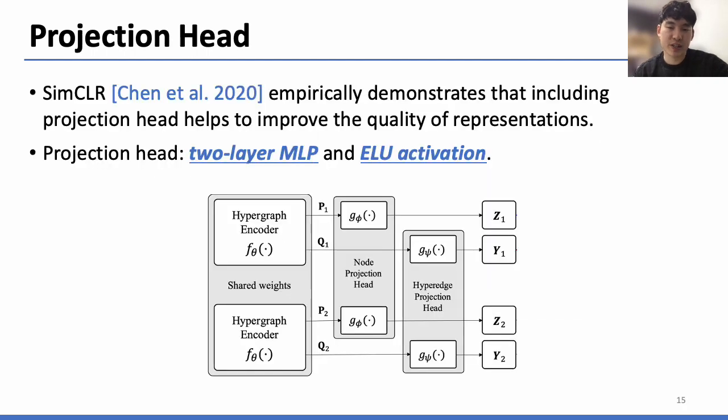The third component is the projection head. We use two projection heads for node and hyperedge embeddings respectively. Some research empirically demonstrates that including a projection head helps to improve the quality of representations. Both projection heads are implemented with a two-layer MLP and ELU activation. They produce projected embeddings Z and Y.